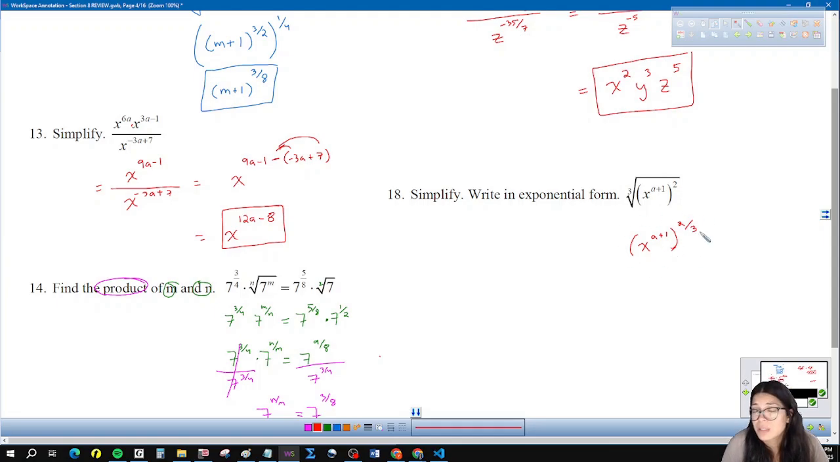Now, I can't circle this because I can actually simplify further by doing the power of a power rule. That means you multiply the two powers together. So it's going to be a plus 1 multiplied by the 2/3, which I would distribute the multiplication to both terms. So I will get 2/3 a plus 2/3. And that's the answer for 18.